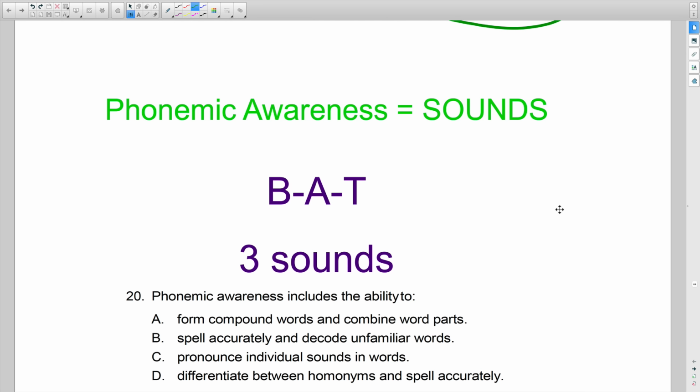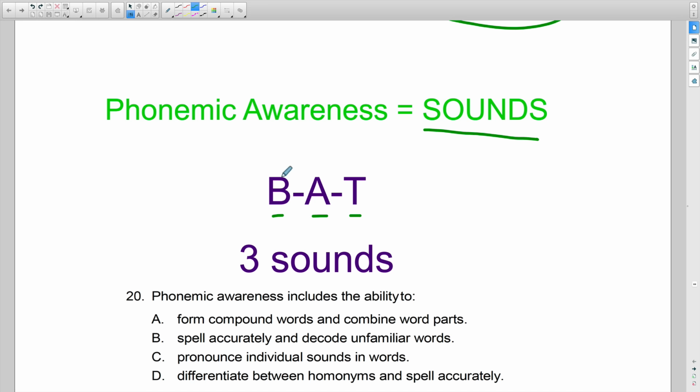Phonemic awareness. Phonemic awareness is the sounds in words. Only the sounds. You can do phonemic awareness in the dark. When I was learning to teach reading, that's what my peer instructor told me. She said, if you're talking about phonemic awareness, you can close your eyes. You don't have to see the word. You're just listening for the sounds in the word. And you can see, and this is one of the easiest words, bat. Bat has three sounds. B, A, T.